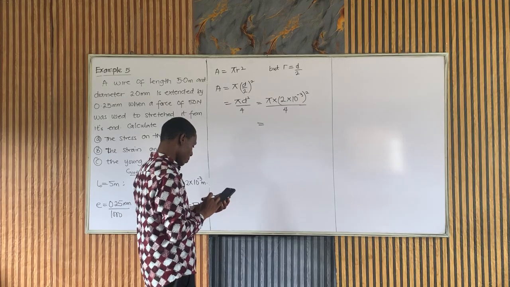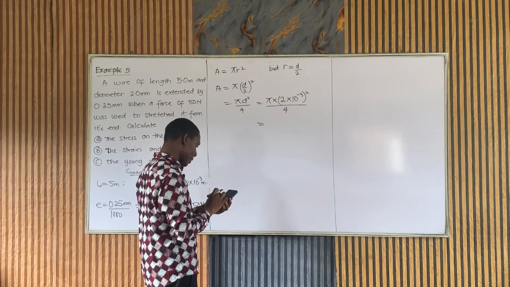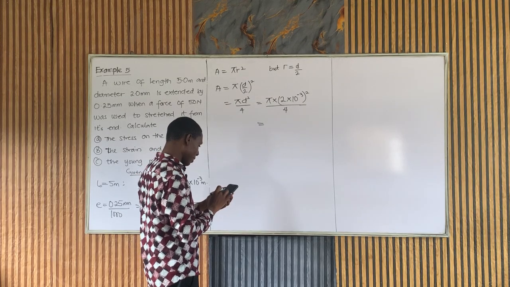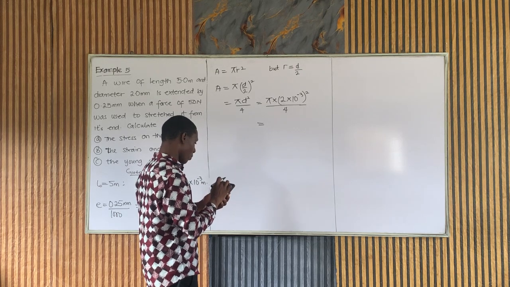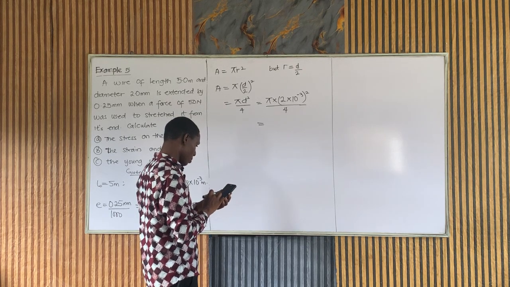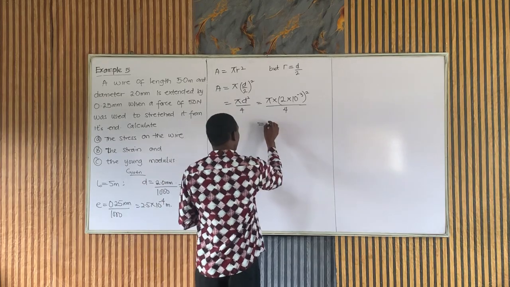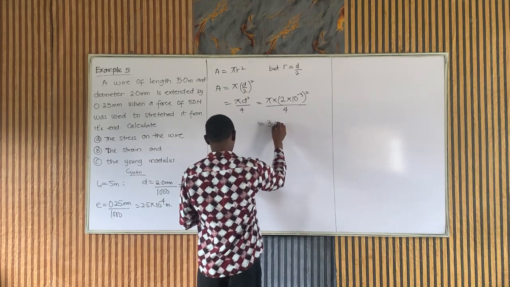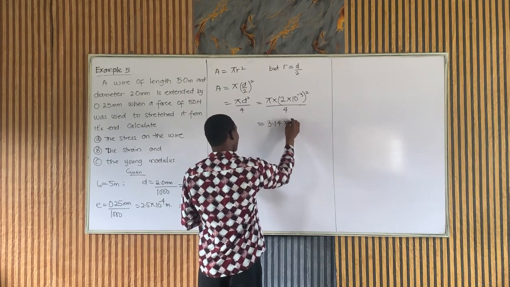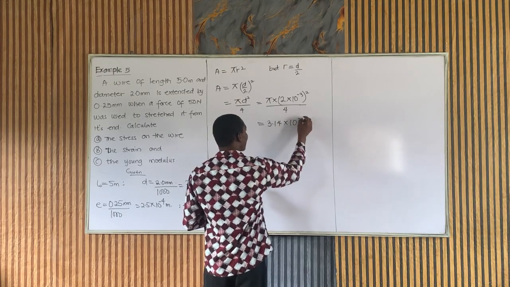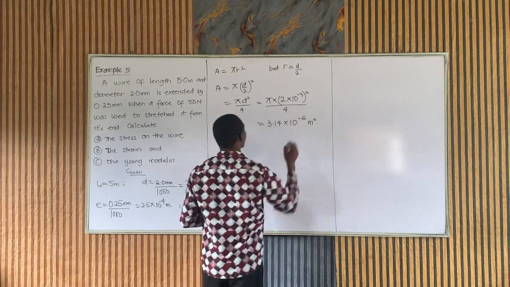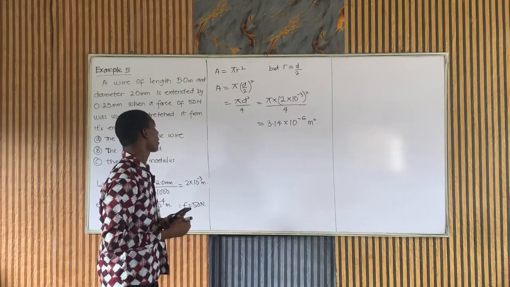Times 2 times 10 raised to the power minus 3, divided by 4. This is 3.14 times 10 raised to the power minus 6 meters squared. This is our area.